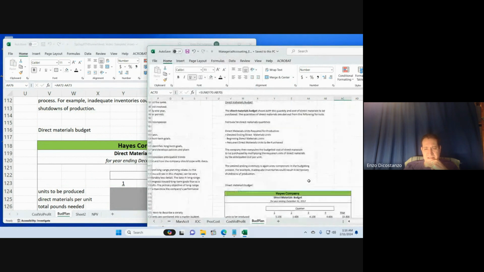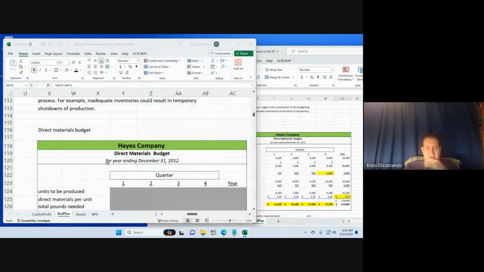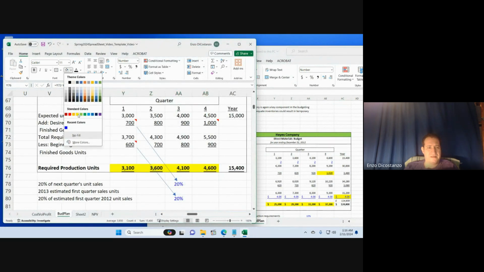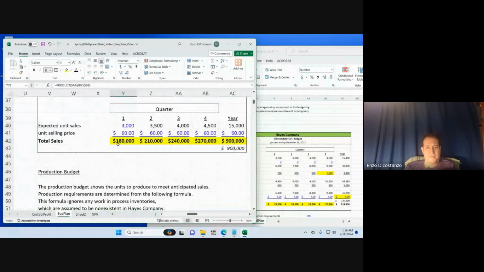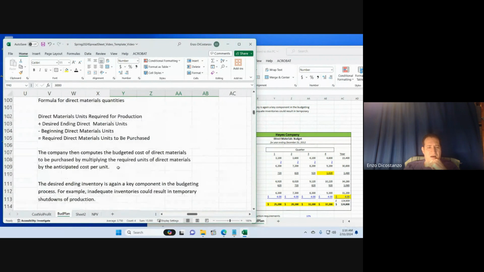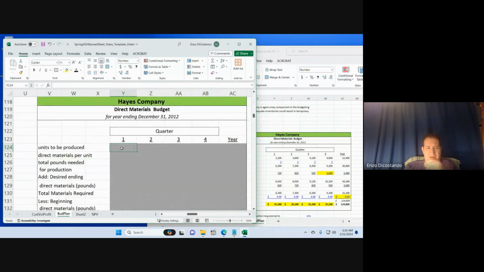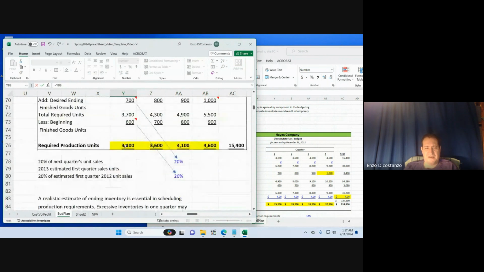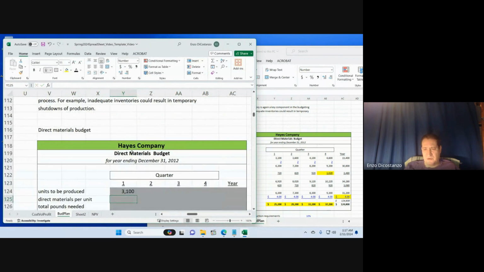Okay, so let's get to this part of it. Now, for units to be produced, you've got them right there. And you care about these, right? You use those also. So units to be produced, again, for Hayes Company equals, and you see how you're linking to your previous budget every time it seems? Okay, 3,100. And you go across.